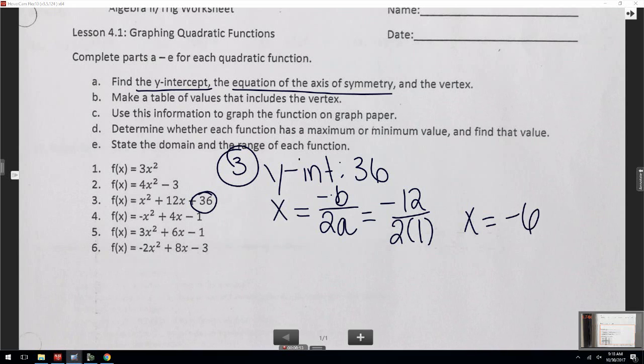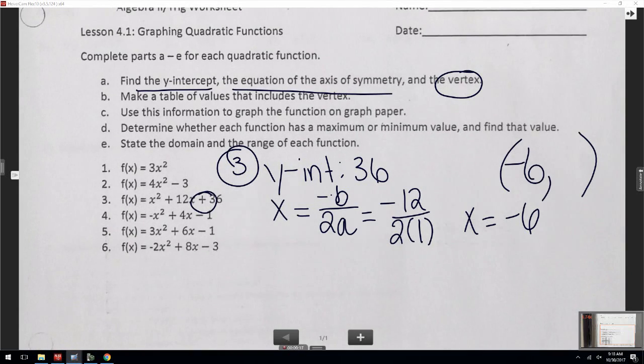Alright, what else did it tell you to find? We did that one. We just found the vertex. Guys, the very first point in the vertex, you already found it. What is it? Negative 6 is your x value. Alright, so negative 6. How do you find the y value? What do you use that's right in front of you? Graph and calculator. There you go.